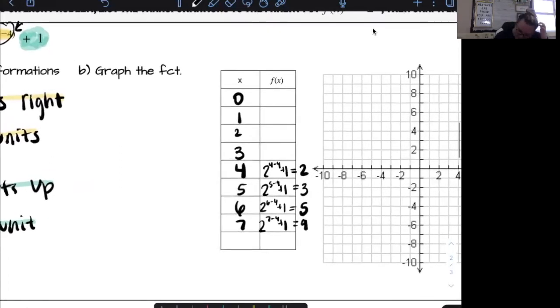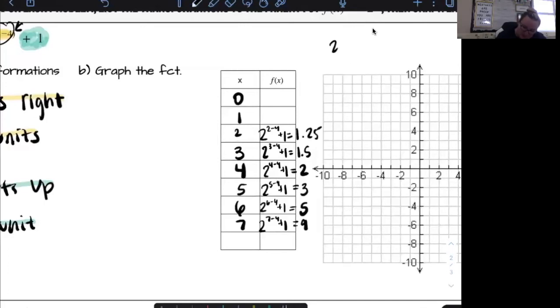Then let's plug in the 3. So 2 to the 3 minus 4 plus 1 would be 2 to the negative 1 plus 1. Remember, 2 to the negative 1 is 1/2. So that would be 1.5. Then we're going to have 2 to the 2 minus 4 plus 1. So 2 minus 4 is -2. 2 to the -2 is 1 over 2 squared, which is 1 over 4. 1/4 plus 1 would be 1.25.